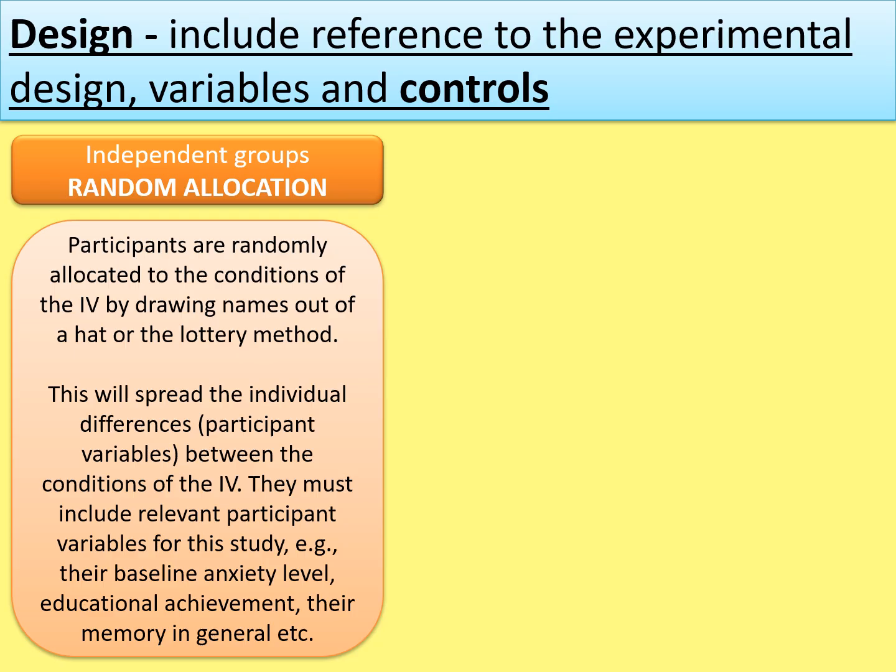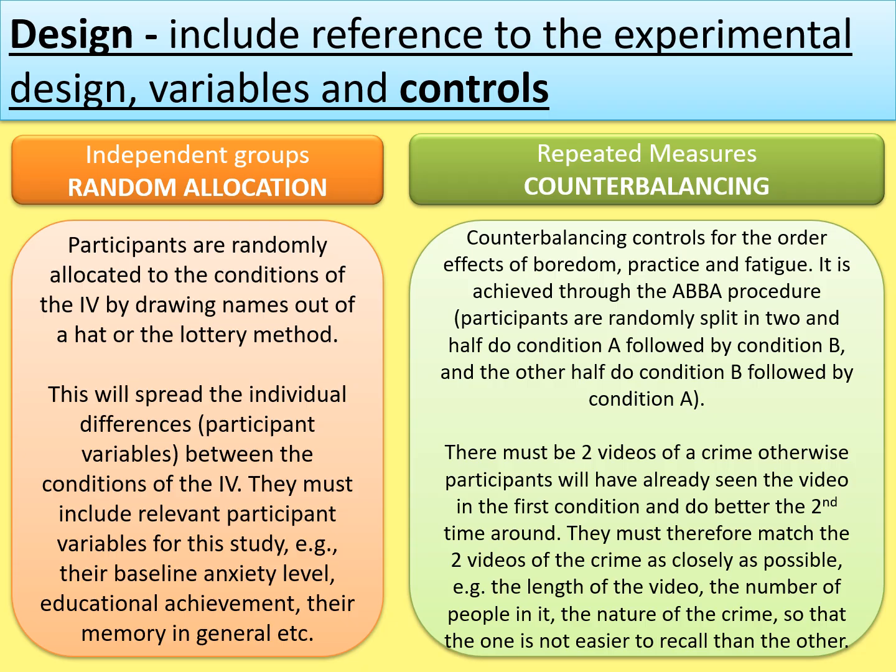So participants are randomly allocated to the conditions of the IV by drawing names out of a hat or the lottery method. So you're saying what it is. And then the justification is this will spread the individual differences or participant variables between the conditions of the IV. Now you must include relevant participant variables for this study. So you would say, for example, their baseline anxiety level, educational achievement, or their memory in general, etc. And so that's how you're controlling for those things. It spreads them across the conditions of the IV.